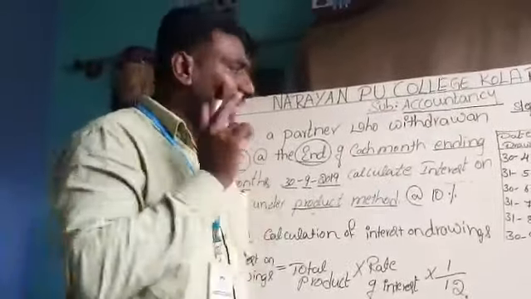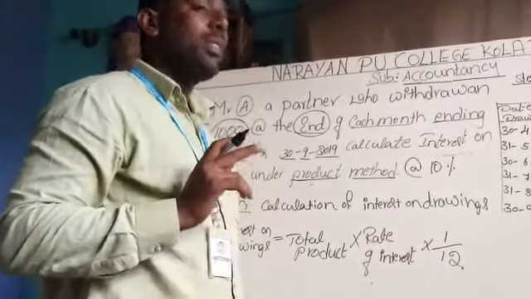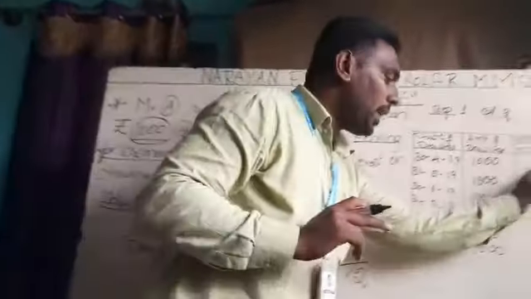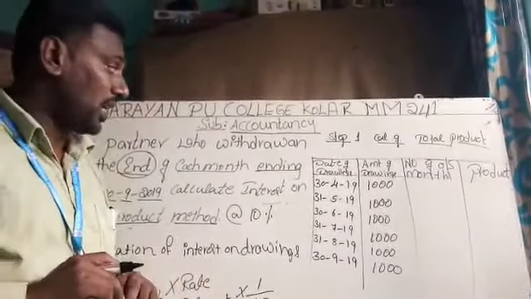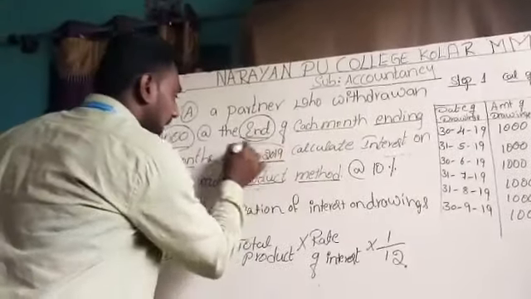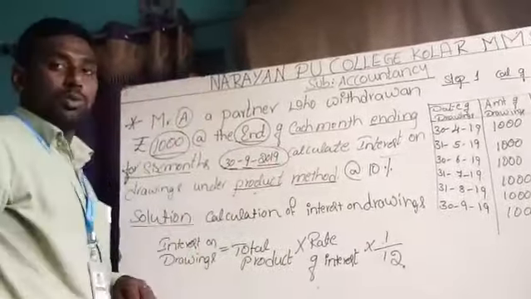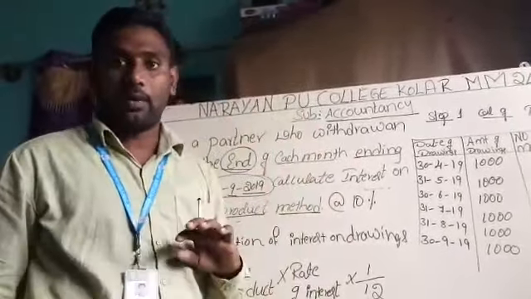Six months, monthly he is withdrawing rupees 1000 per month. Now we have to calculate the number of outstanding months. How to calculate the number of outstanding months? From the date of drawings to the date of ending, that is 30th/9/2019, how many months we have to get. So that duration we have to calculate.